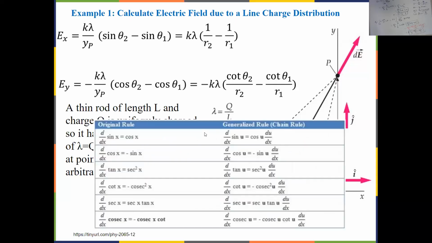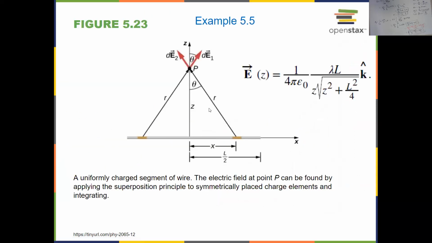This is a table for the generalized chain rule. Then we can apply what we just derived to example 5.5 in the textbook. This is a uniform rod with a charge distribution. The whole rod has length L, so you can choose the center to be the origin. This end will be minus 1/2 L and this end will be plus 1/2 L, so your integration runs from one end to the other. And you can use the result we got from the previous slide.